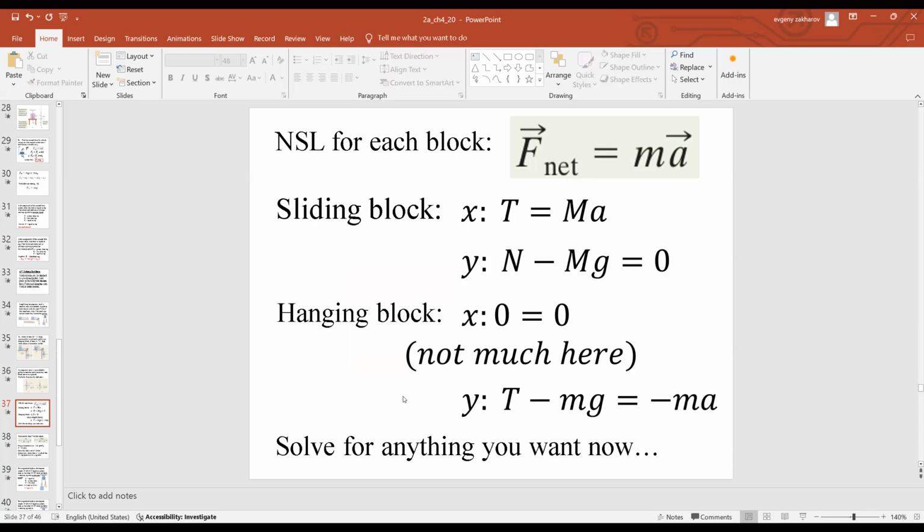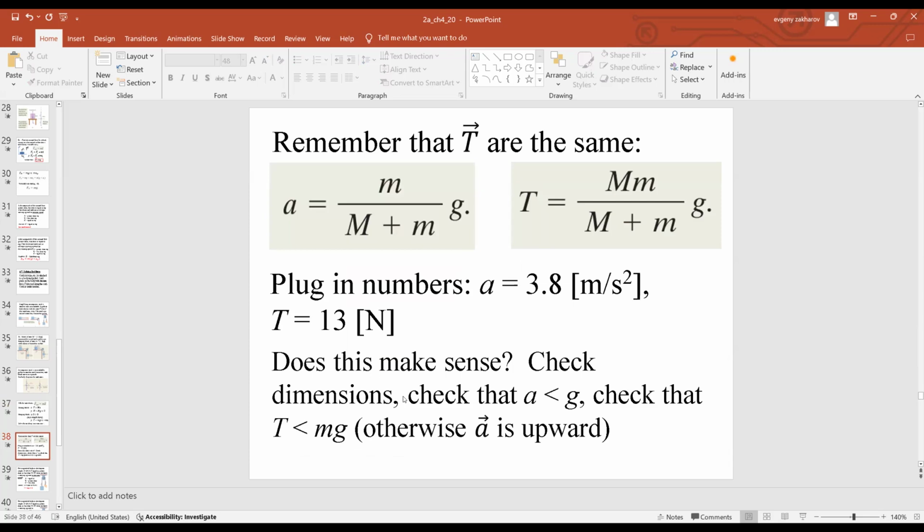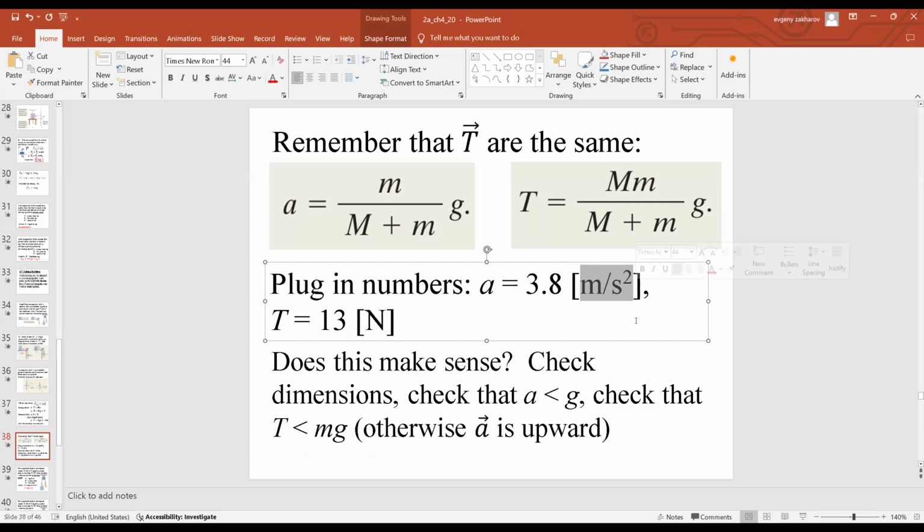Physics is over. The rest is algebra. Whatever is given, whatever is missing, you do the calculations, you do the substitution, elimination. Anything is possible. For this particular problem, you can solve for acceleration and tension force. You can plug in numbers, get the actual values, see how force is in newtons. Acceleration is still meters per second squared.